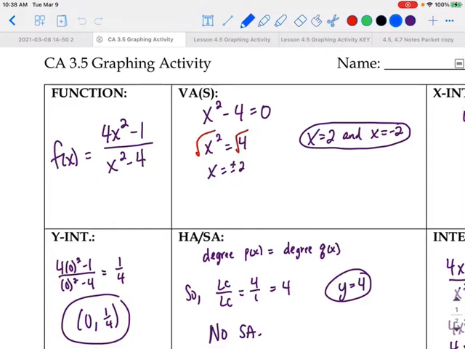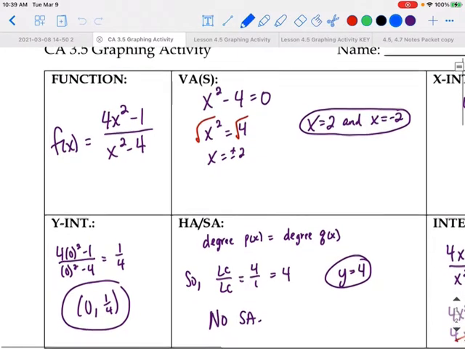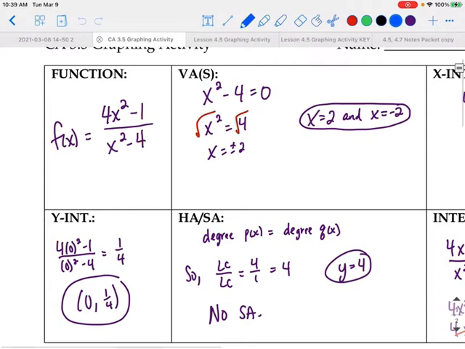I'm going to walk you through solving the function f of x equals (4x squared minus 1) over (x squared minus 4) as an example for the 3.5 graphing activity. So first of all, I found my vertical asymptotes by taking my denominator, setting it equal to 0, and solving. Make sure that you write your asymptotes as equations, so x equals 2 and x equals negative 2.